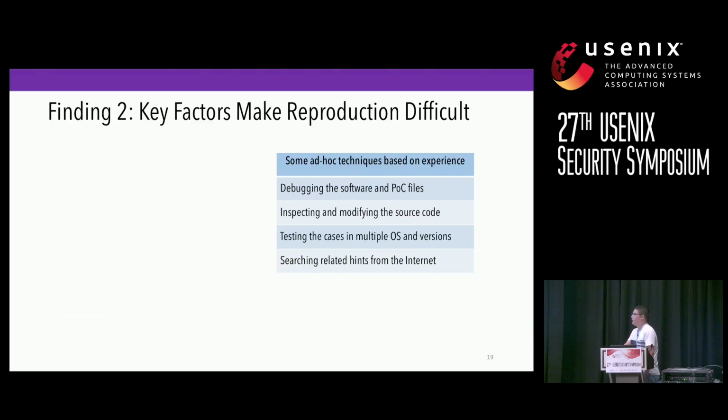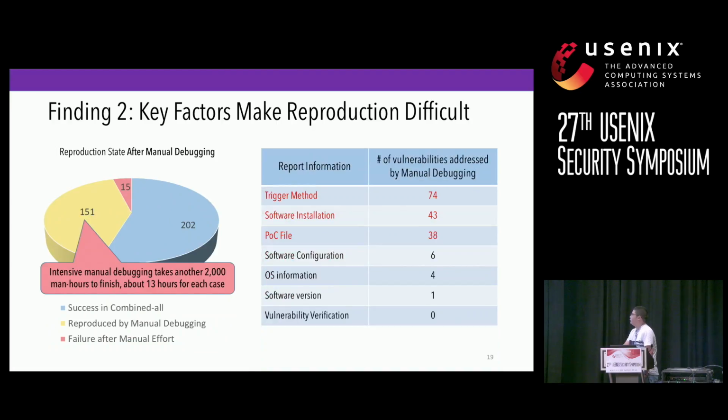Through intensive manual debugging, like debugging a software with a PoC file, reading and modifying the source code, and searching for corresponding information from the internet, we finally reproduced another 151 vulnerabilities through another 2,000 man-hours.